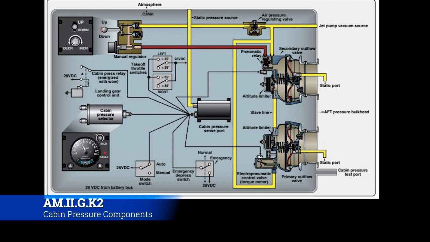So during certain situations, you want the plane in a certain configuration for safety reasons or maybe even efficiency reasons, and so those relays are kind of essential to it. But it's more or less noise for us at this point. We just really want to focus on a couple of things: the pressure controller, the cabin pressure sense port, as they're calling it here, the pressure selector, the outflow valves, and where the pressure is coming from. Those are the key components of a cabin pressure system.